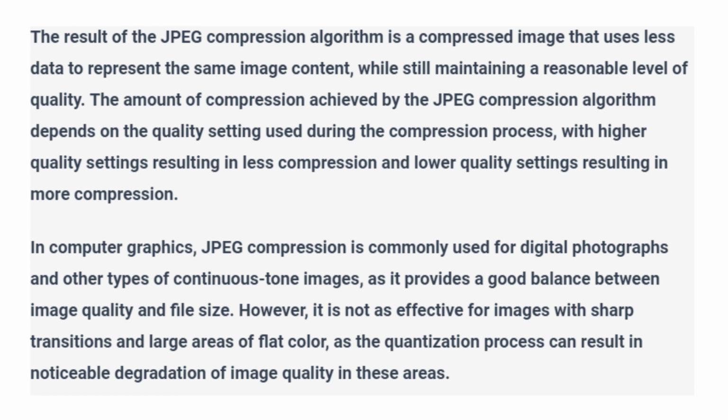The amount of compression achieved by the JPG compression algorithm depends on the quality setting used during the compression process, with higher quality settings resulting in less compression and lower quality settings resulting in more compression. In computer graphics, JPG compression is commonly used for digital photographs and other types of continuous tone images, as it provides a good balance between image quality and file size.